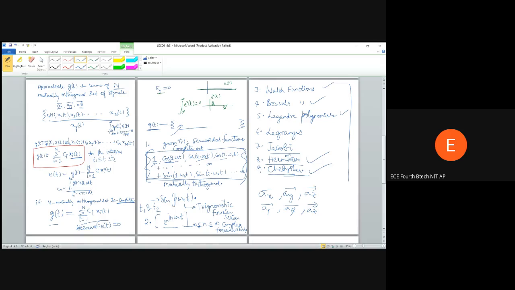So items 3 to 9. For 1 and 2, it's fine. Someone voluntarily try to take one. Let me take Walsh functions. What are Walsh functions? How to generate them? How to represent a signal in terms of Walsh functions? And what benefit are we going to get if I represent a signal in terms of Walsh functions? Try to check it out and let me know. I'll be very happy if you try to do this.